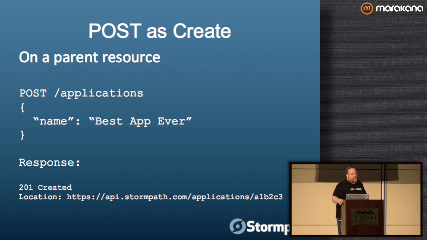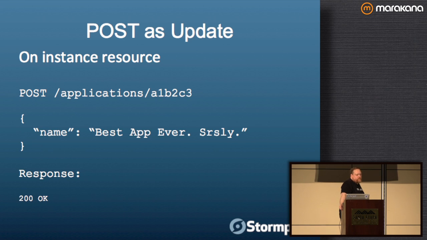And so at least in Stormpath's API, we always return the fully qualified canonical URL of where that thing resides. So clients can just take that URL and immediately execute a request for it if they wanted to. So that is using POST to create resources. You can also use POST as an update mechanism as well.